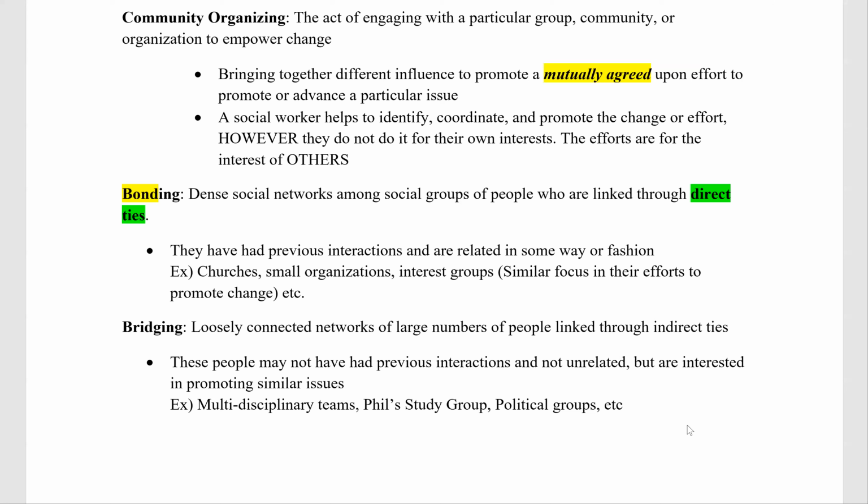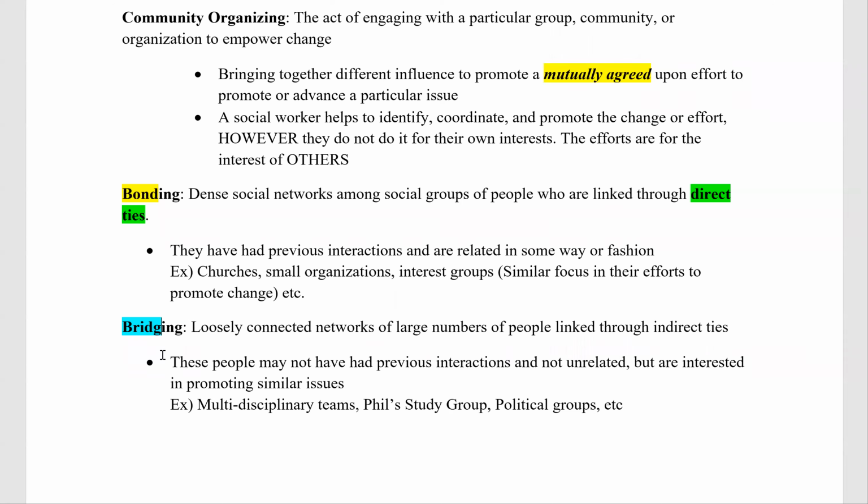On the other side of the river would be bridging. Key emphasis on bridge. So if you picture a bridge, it's connecting two pieces of land or two pieces of something together. So it's loosely connected networks of large groups of people linked through indirect ties. So if you think of a bridge, let's say we have one side of a cliff and another side of a cliff. Without that bridge, you're not getting across to different lands. So you're not going to have different views and values oriented in the same project.